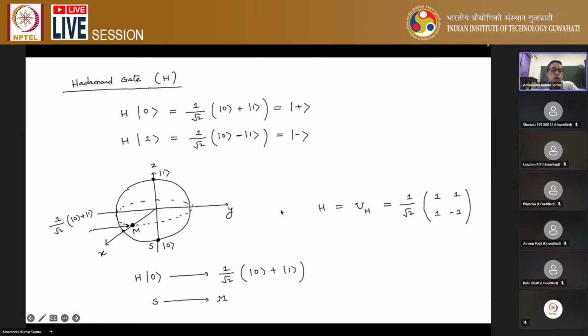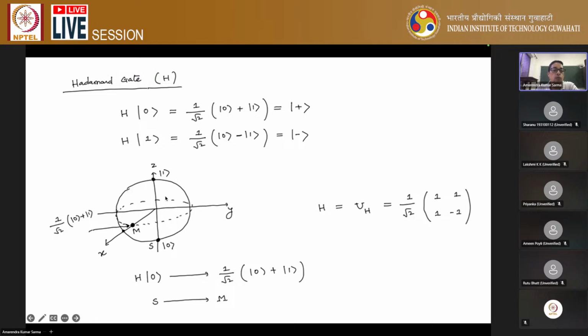And we have discussed the Hadamard gate. Don't get confused with the Hamiltonian. This is simply Hadamard. When you operate this Hadamard gate on |0⟩, it creates a superposition of |0⟩ and |1⟩, and that is basically the |+⟩ state. Also it is called the diagonal basis, represented by |+⟩ and |−⟩. And if you apply H on |1⟩, then you get the antisymmetric superposition of |0⟩ and |1⟩.